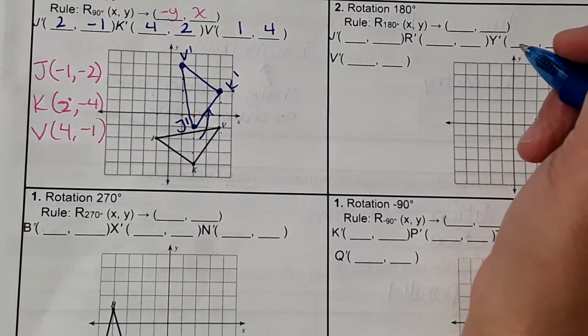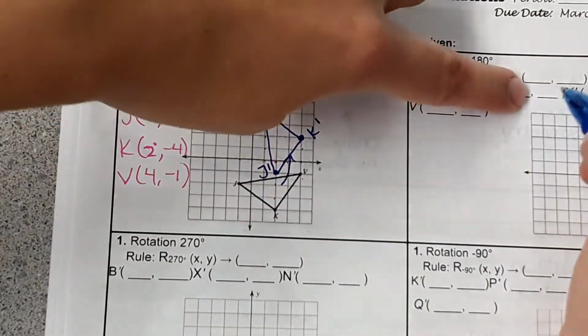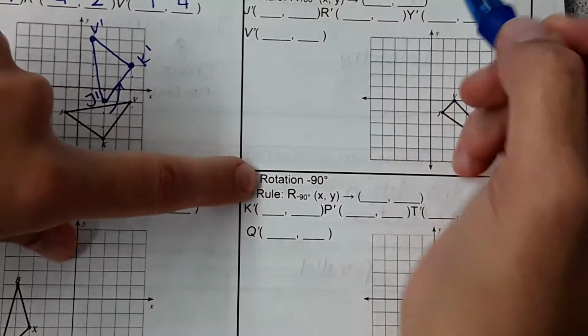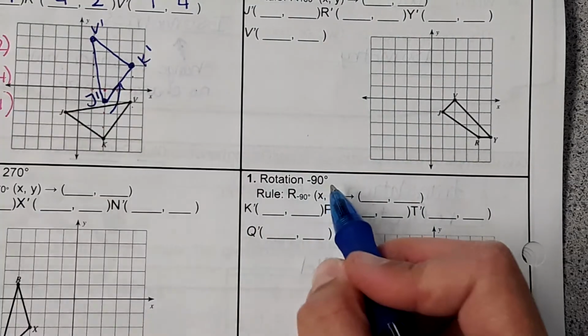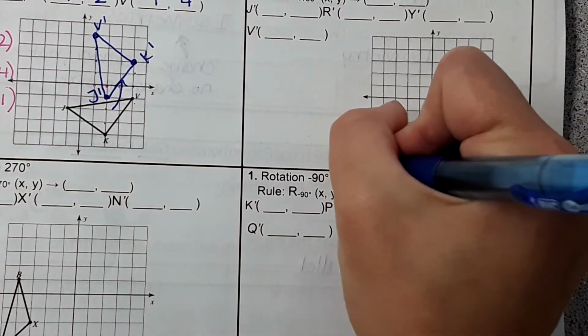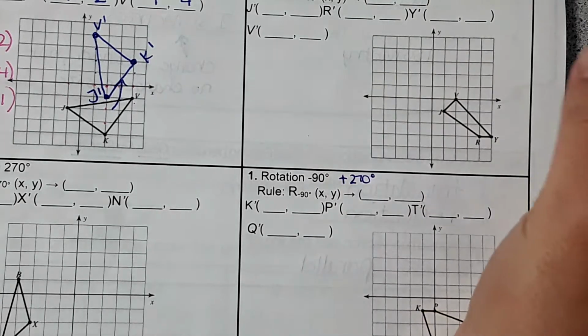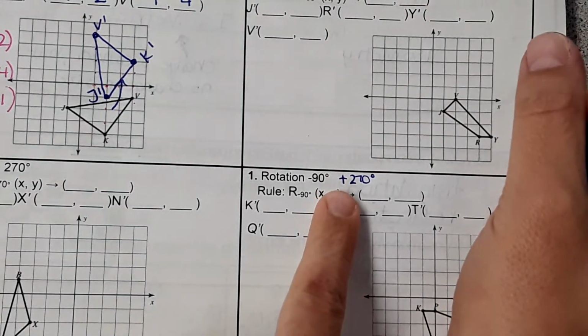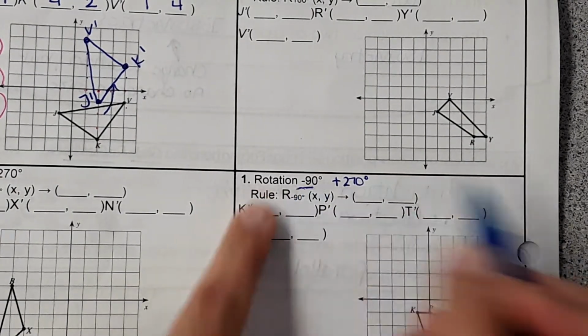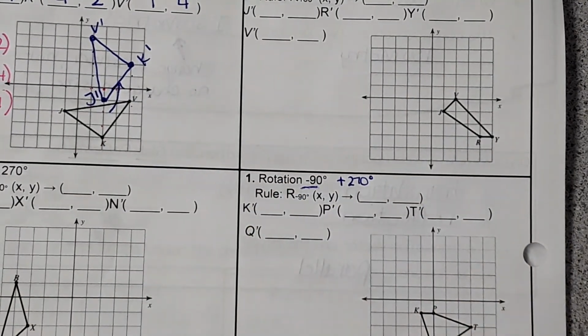Something else to note, you have 180 degrees rotation, so you'd pull the rule for that. 270, you'd pull the rule. And then it says rotation of negative 90 degrees. Negative 90 degrees is the same as a positive 270 degree rotation. So keep that in mind. When you pull the rule for this, you're actually going to pull the rule for 270 because it's a negative 90 degree rotation.